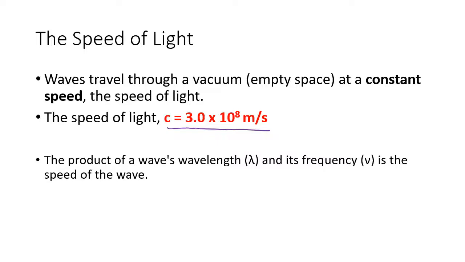The product of a wave's wavelength and its frequency will give us the speed of the wave. Therefore, we can use the equation c equals lambda times nu, or in other words, the speed of light is equal to the wavelength times the frequency for a wave.